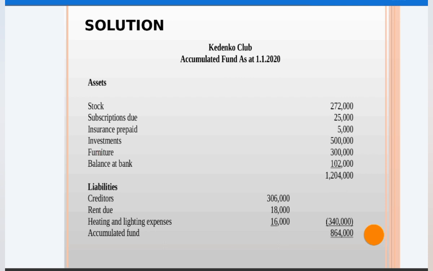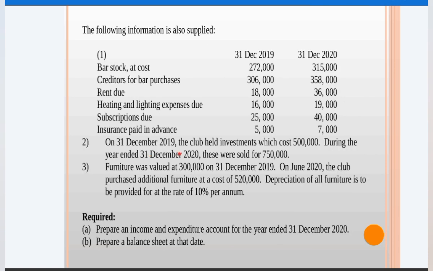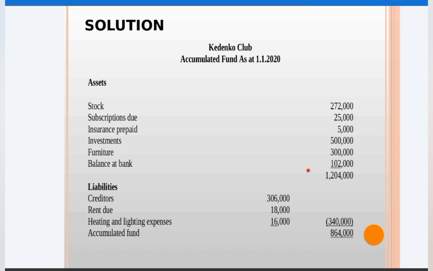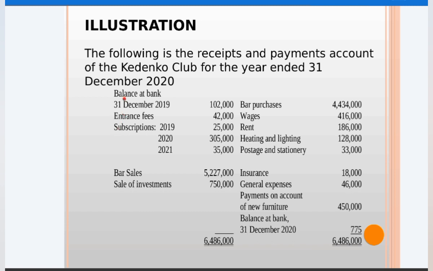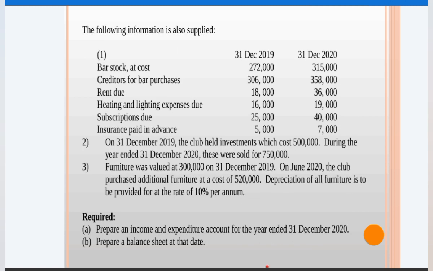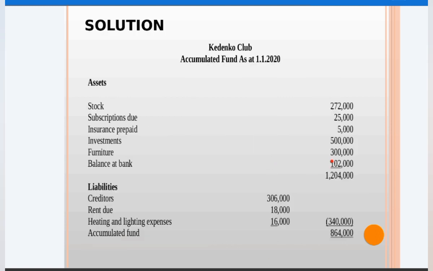We had the furniture at the start of the year, the 300,000 in our additional information number 3. So at the start of the year, the debt is 300,000. And then the amount in the bank, which we find in the receipts and payments account, 102,000. So these are the assets. The total assets at the start of the year is 1.204 million.